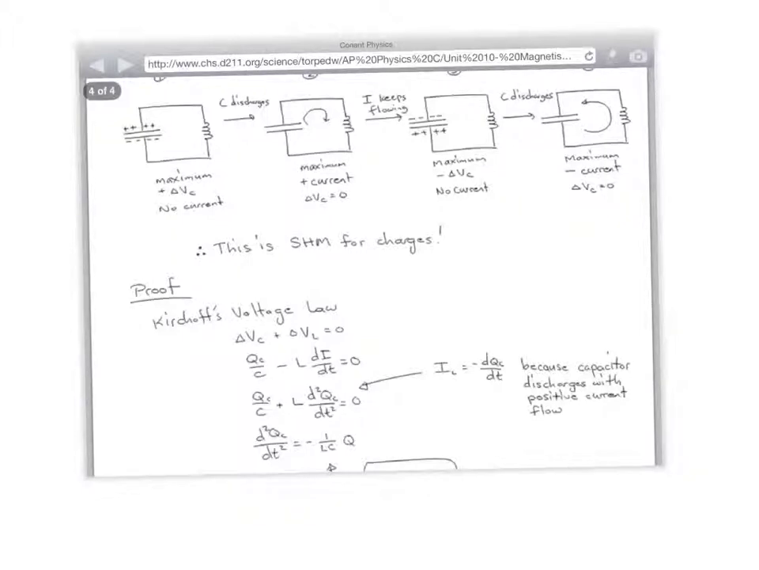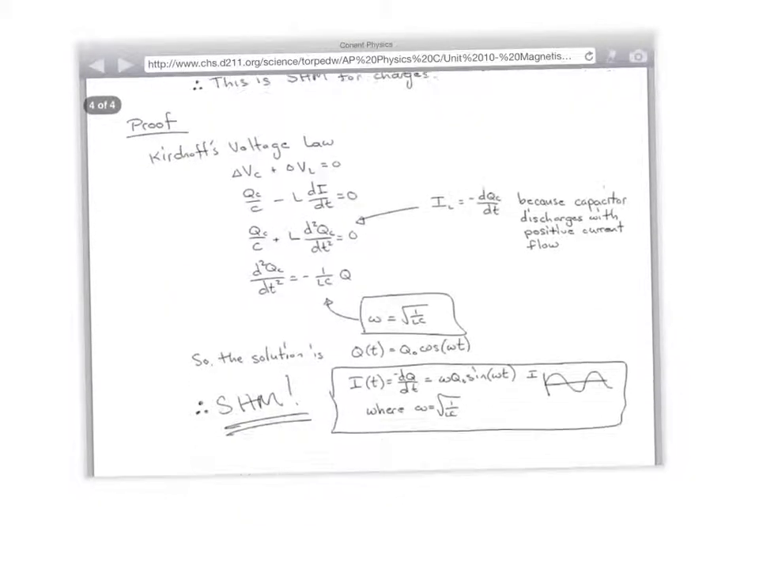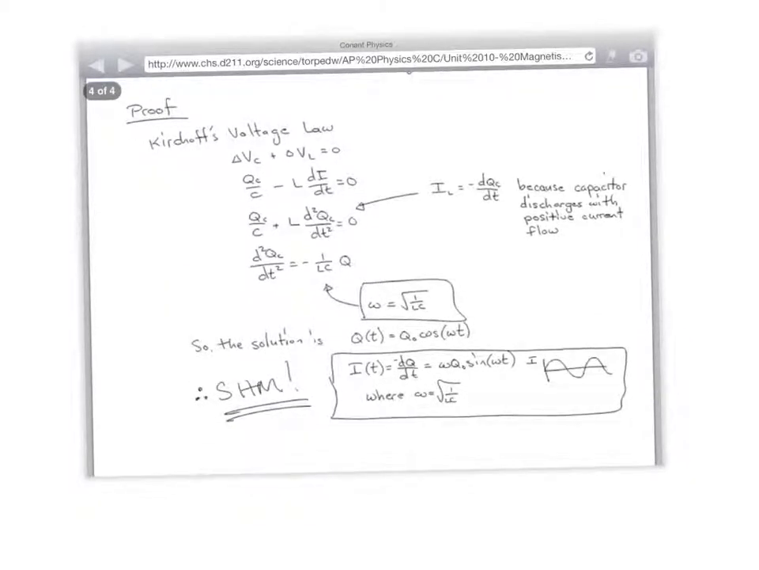All right? And what's that mean omega is? What's the angular frequency of this? Square root of 1 over LC. So this thing will do simple harmonic motion with an angular frequency of square root 1 over LC. And so it'll go back and forth sine wave with that frequency. Good? All right. And that's it.